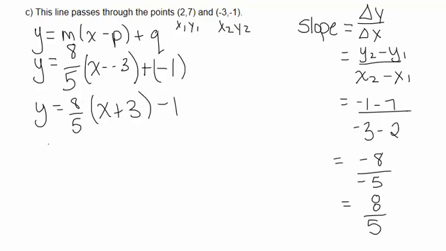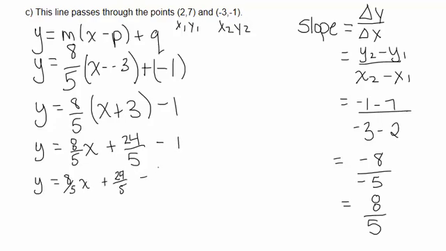So we get 8 over 5x plus 24 over 5 minus 1. Again, to combine these two, they need to be fractions with the same base. So we need to convert this 1 over 1 to 5 over 5. And finally, we're left with 8 over 5x plus 19 over 5.